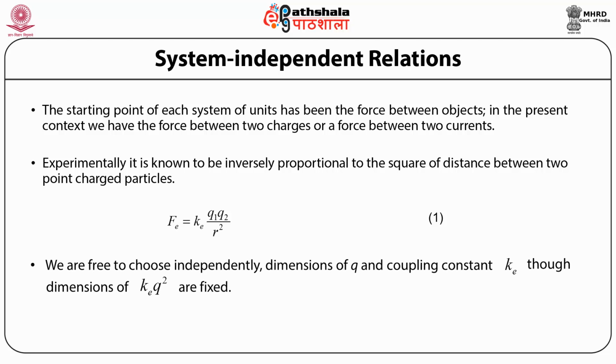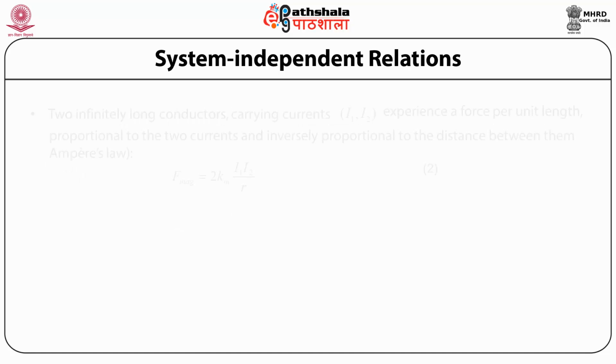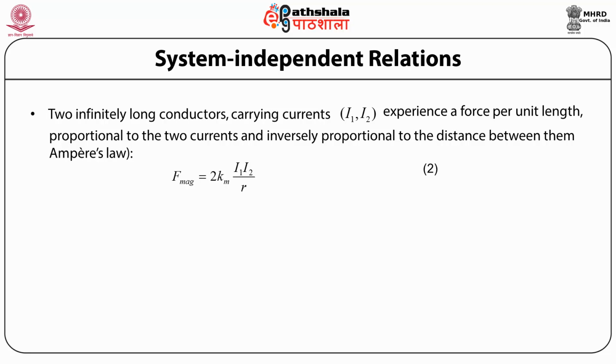The system of units will depend on how we assign dimensions to the two quantities, the charge and the coupling constant Ke. We are free to choose independently the dimensions of Q and the coupling coefficient Ke through the dimensions of Ke Q square, and these are fixed. Two infinitely long conductors carrying currents I1, I2 experience a force per unit length proportional to the two currents and inversely proportional to the distance between them, which is also known as Ampere's law.